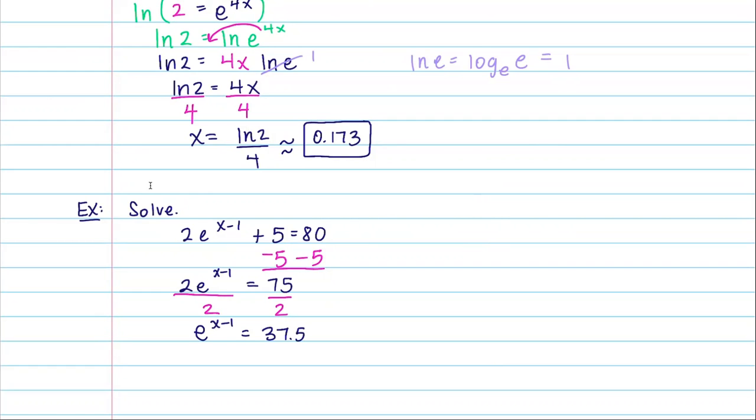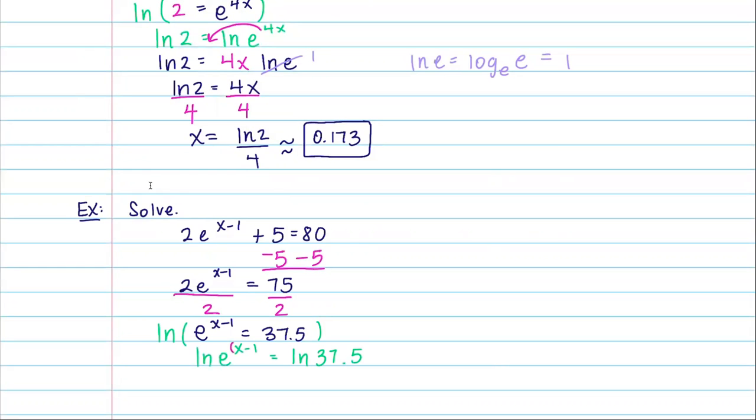Now I have my exponent expression by itself, and everything else is on the opposite side. And I notice I have base e. So just like I did in the previous problem, I'm going to take the natural log of both sides. That's going to turn into the natural log of e to the x minus 1, and that's going to equal natural log of 37.5.